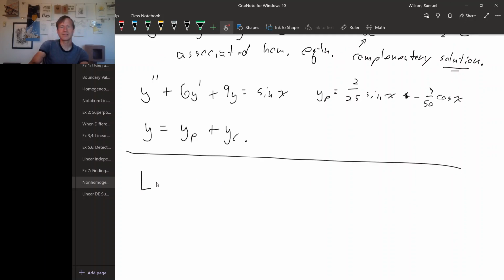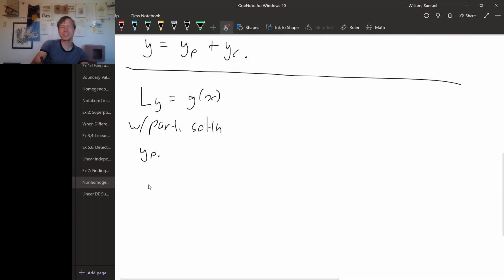Okay, so let's take a non-homogeneous equation with a particular solution y sub p. So when we say that it's a particular solution, remember that means that L applied to y sub p is g of x.